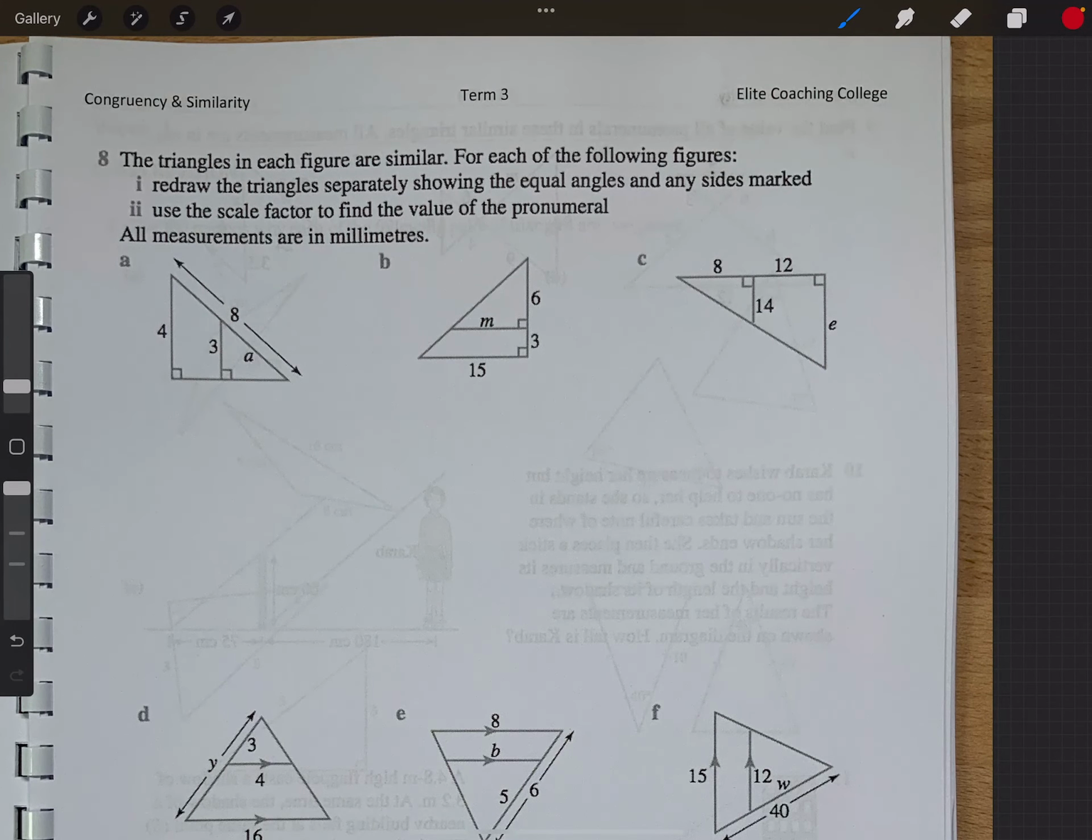The triangles in each figure are similar. For each of the following figures, redraw the triangles separately, showing the equal angles and any equal sides marked. Use the scale factor to find the value of the pronumerals. All measurements are in millimeters.